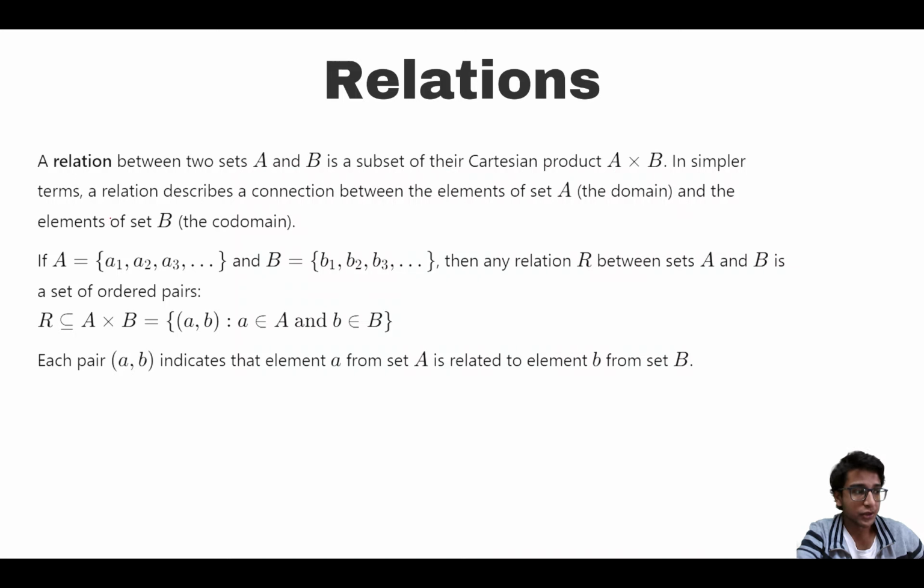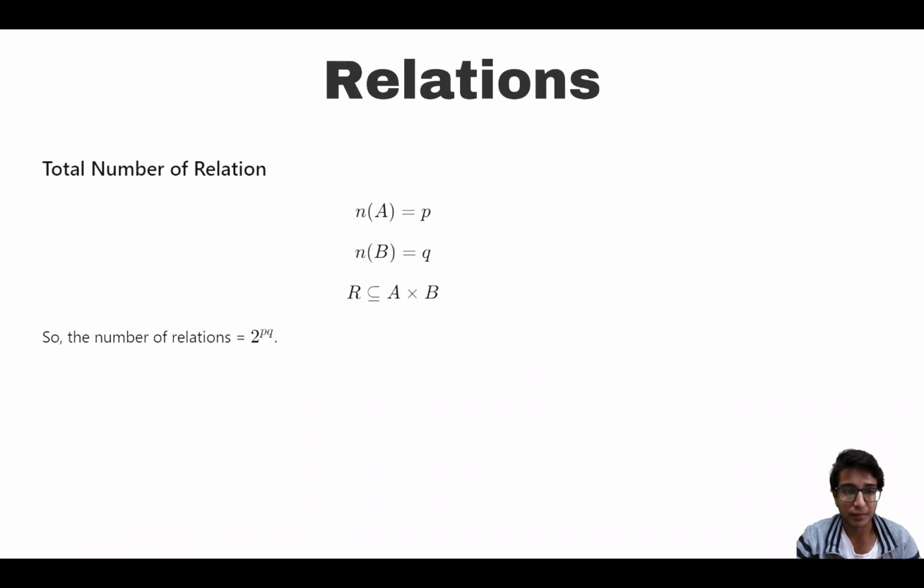In simpler terms, a relation describes a connection between the elements of set A, which is the domain. We call the set A, the first initial set, our domain, and the elements of set B, the codomain. So A is equal to this, B is equal to this. Then any relation between sets A and B would be in this format. Basically, it is just a subset of A cross B. So you need to remember this point only for the time being.